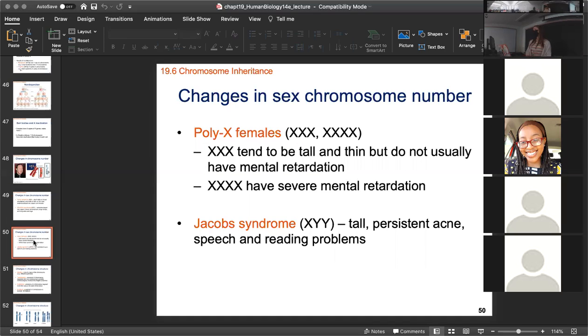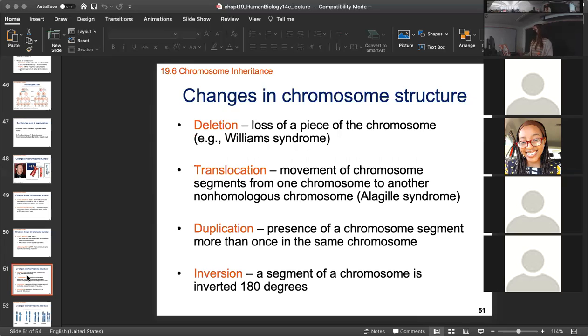Here's a couple other situations, which would be a poly X female. An XXX tends to be tall and thin, but they do not usually have any mental disabilities. You may have XXXX, which may be a little bit more severe in that case. You have Jacob's syndrome, which is XYY. This is when that person may be really tall, may have persistent acne, may have some speech and reading problems if you have Jacob's syndrome, you as the hypothetical person.